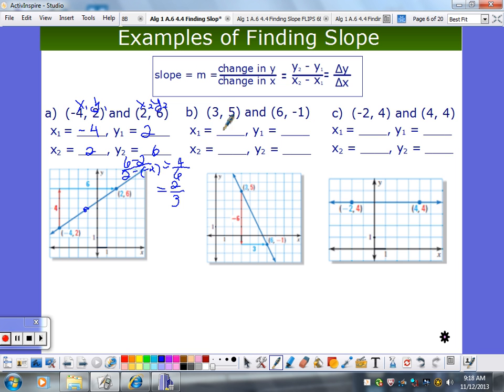I want you to actually try these 2. See if you can do these 2 things on your own, just using that slope formula. And let's see how we're doing. Some of you work really quickly and have this already. For the second one, I got a slope of -2, and for the third one, a slope of 0. Did we get that?